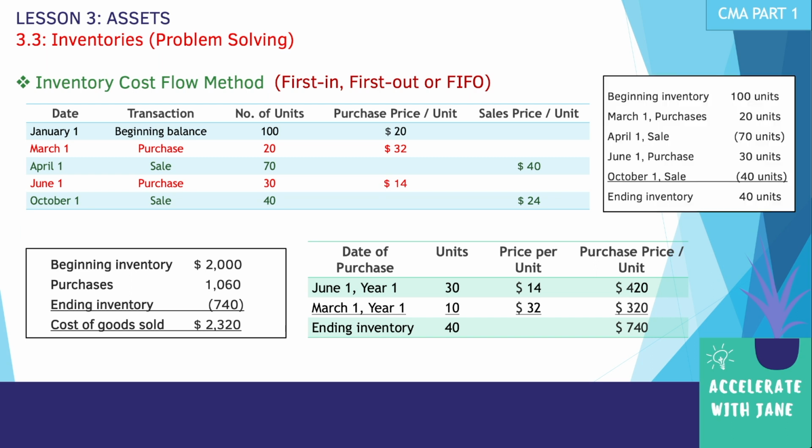Now here is the summary. How did we get the 40 units of ending inventory? So in this problem, for instance, we have beginning inventory 100 units, March 1 purchases 20, less the April 1 sale transaction 70 units, and then we add the June 1 purchase transaction, which is 30 units, and then we deduct the October 1 sale transaction, which is 40 units. Therefore, we get the 40 units of ending inventory, and this is first in, first out. So in getting the cost of ending inventory of 40 units, we get the latest purchase transaction, that is 30 units from June 1 transaction, and we get the 10 units from March 1 transaction. So I hope this is very clear.